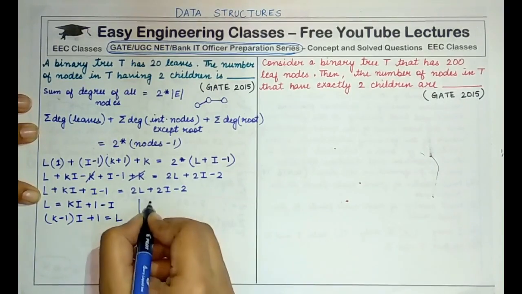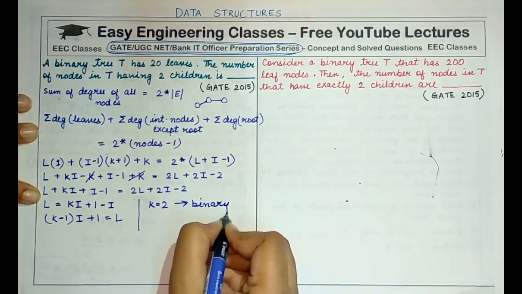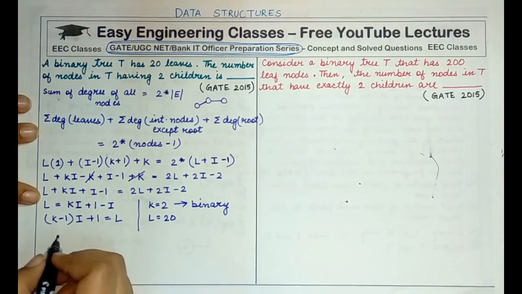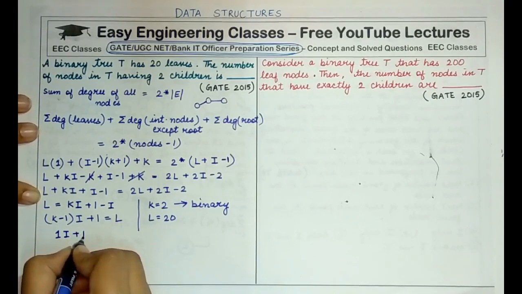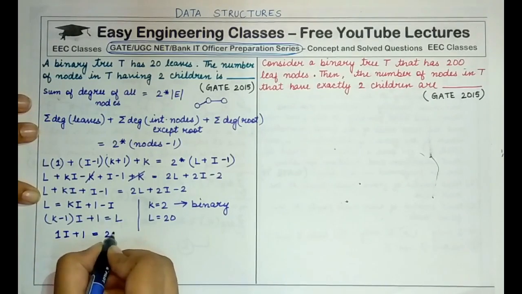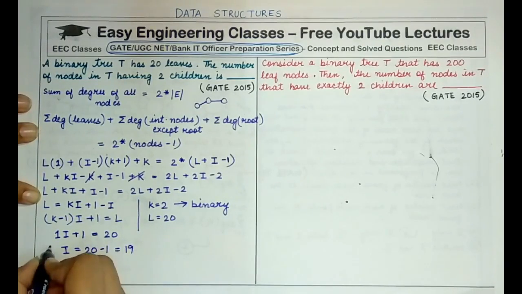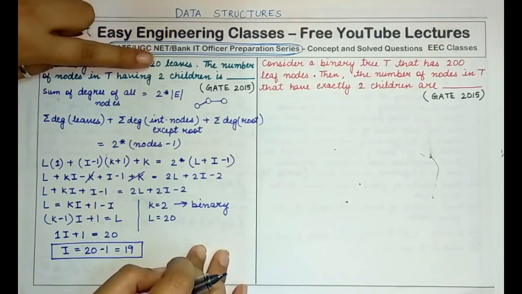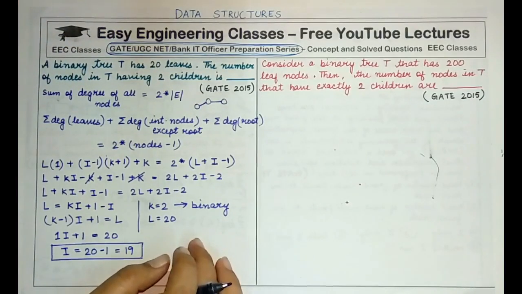Now we know that k is equal to 2 because it's a binary tree. K is the degree that we assumed. You are given L as 20. So you have to find the number of internal nodes with 2 children. So k is 2, 2 minus 1 is 1. 1 into I plus 1 is equal to 20. Therefore, you get I equal to 20 minus 1, which is 19. This was one way of solving this question when you are given the number of leaves and you have to find out the number of nodes in the tree having 2 children.